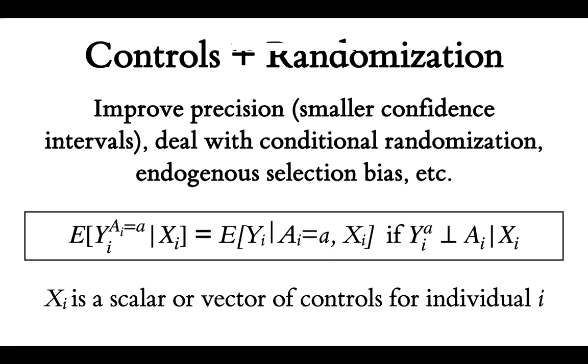In some cases, there is something called conditional randomization, where you're not randomizing overall, but maybe you're randomizing within genders or within age groups. That's called conditional randomization. So overall, the treatment assignment is not random, but once you fix a person's age or a person's gender, within that bucket, the treatment assignment is random. And the way you would write down that conditional randomization equation is in this box here. And you can see this new term has shown up called Xi, which is some scalar or a vector of controls for individual i. And that is showing up in the conditional expectations on both sides.